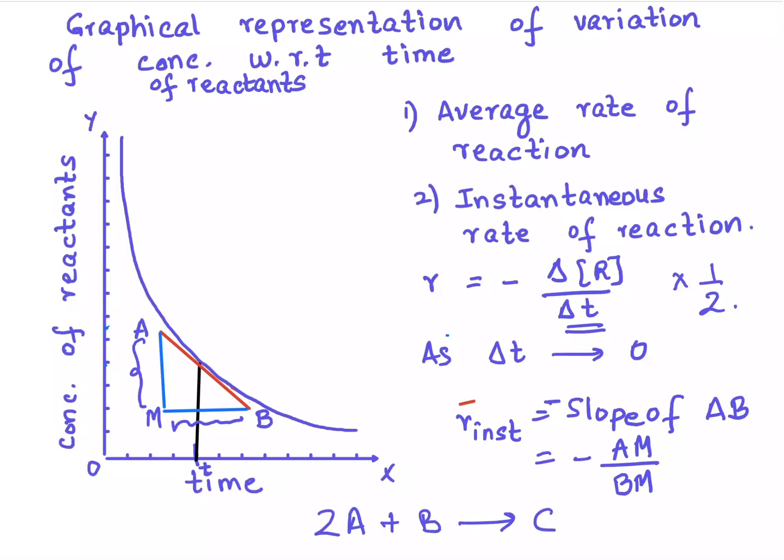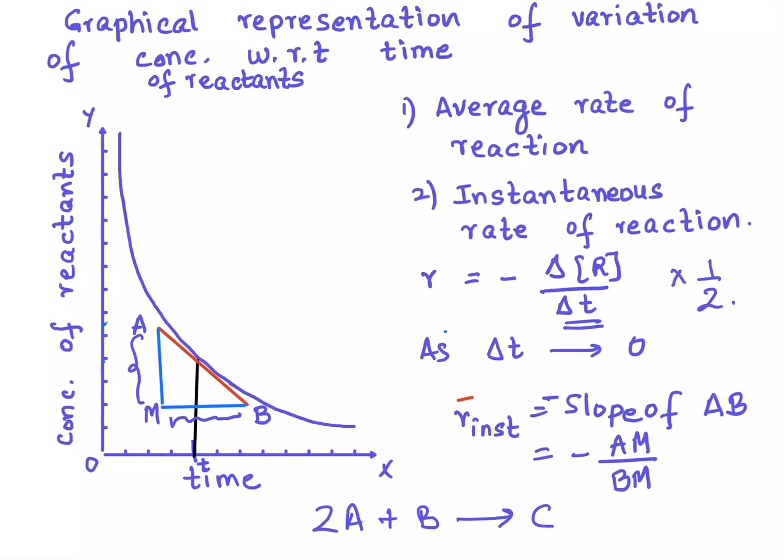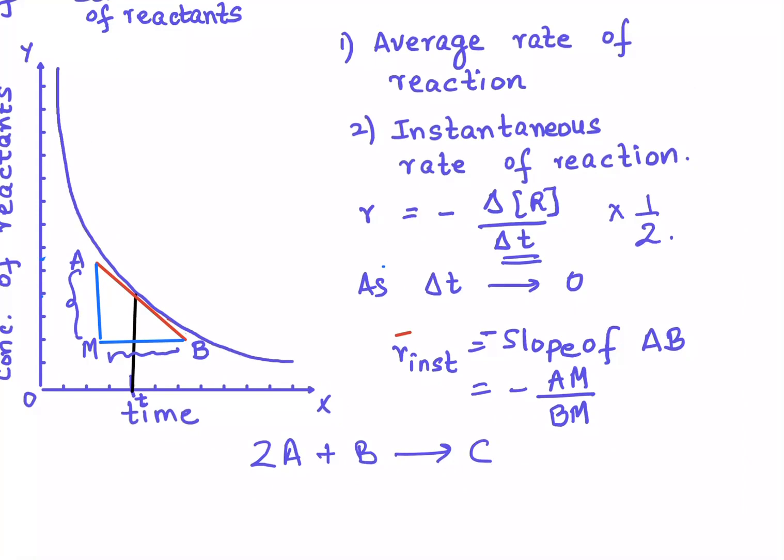Have you drawn the graph? Have you marked the average and the instantaneous rate? Have you understood the difference? Yes. So in order to differentiate between the two terms, we say the instantaneous rate is given by negative the small change in the concentration of the reactants divided by the small change in time, right? So you notice the delta sign over here and the d sign over here, which indicates a small change, the change at that particular instant.